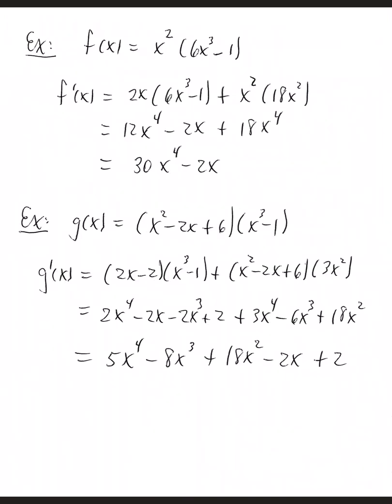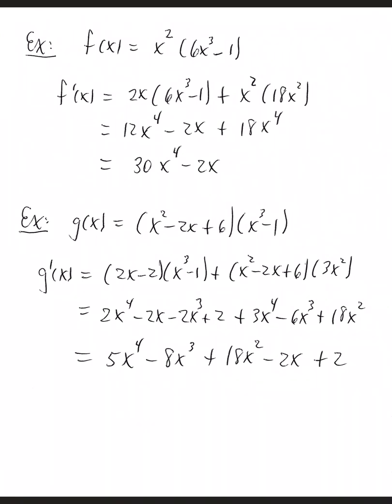A third example, let's let f of x be equal to x squared times 6x cubed minus 1. Derivative of the first term is 2x times the second part left alone, plus the first part left alone times the derivative of the second part, 18x squared. Distributing, 12x to the fourth minus 2x plus 18x to the fourth. Combining like terms, 30x to the fourth minus 2x.